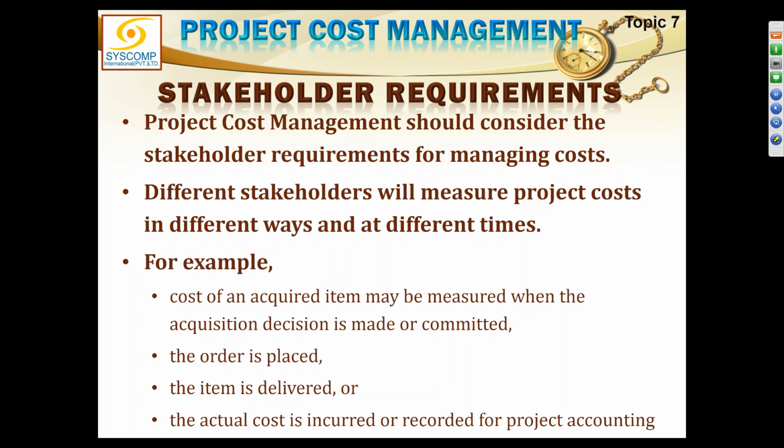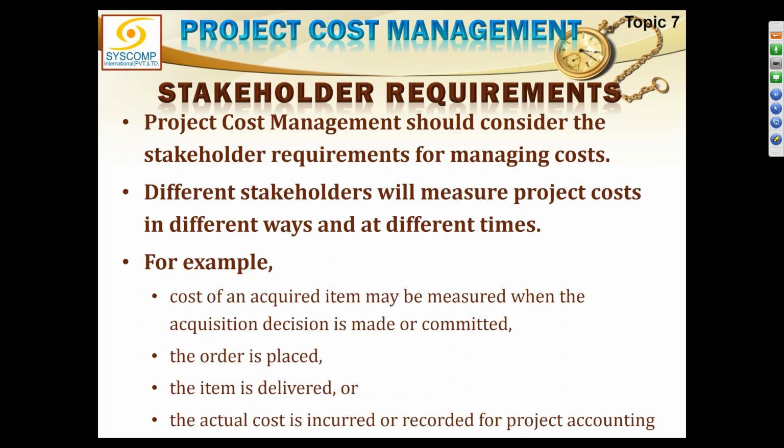So different stakeholders will measure the project cost in different ways at different times. For example, the cost of an acquired item may be measured when the acquisition decision is made or committed. So you are acquiring an item, and at the time the decision was made, maybe 3 months earlier, they created an estimate and said it will cost us 10,000 rupees. But now when I am going to the market to buy it as a project manager, it is costing me 20,000 rupees. So what should we do?